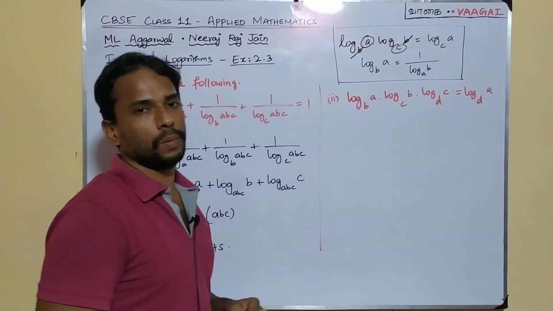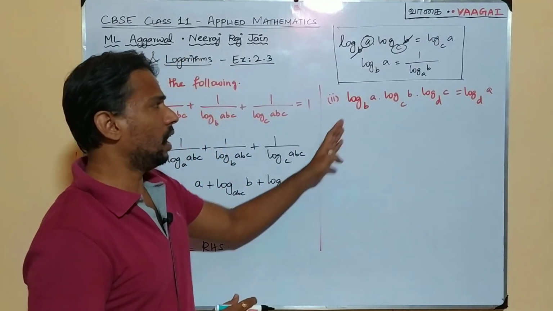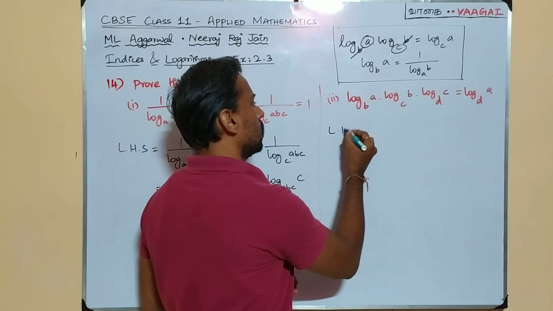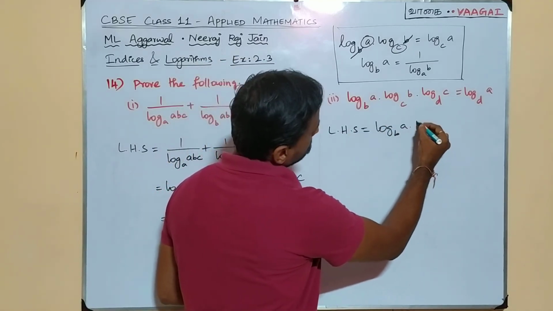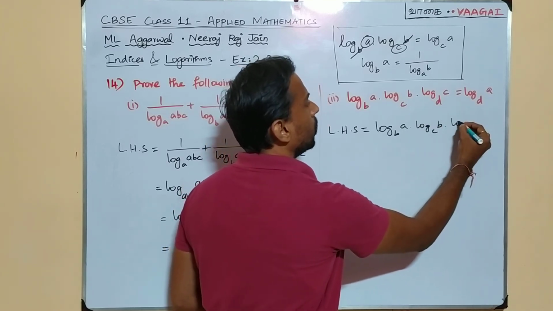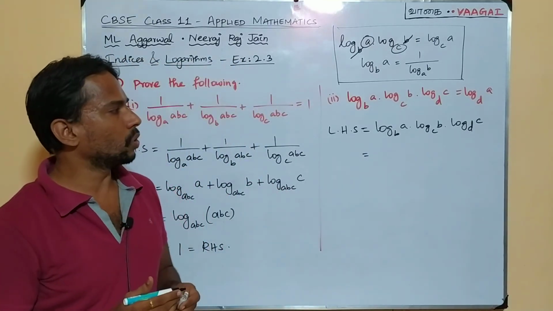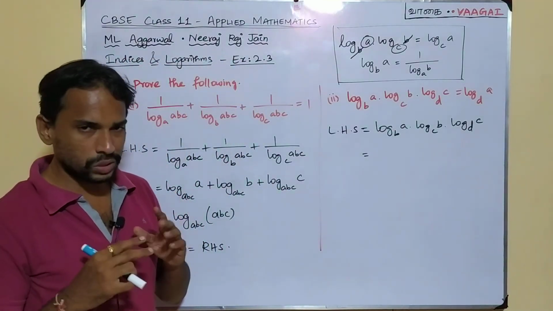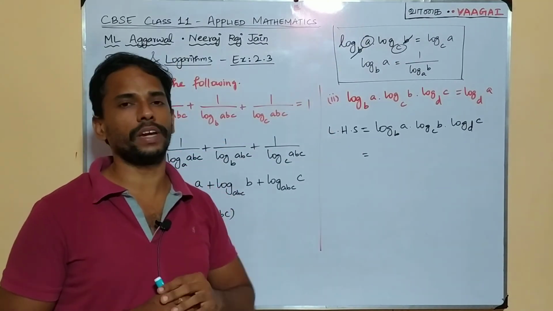All right, now coming to the second subdivision, what do we have? Here we have our LHS to be log of a to the base b plus log of b to the base c, sorry, multiplied by log of c to the base d. This is what we have on the LHS. So now we can use the first property of our change of base rule.